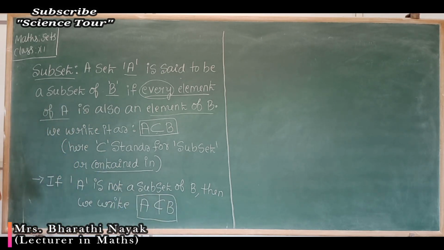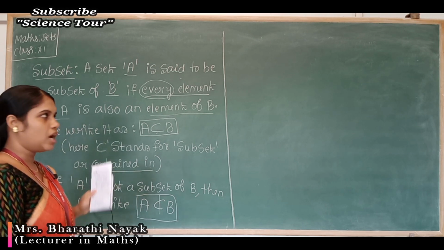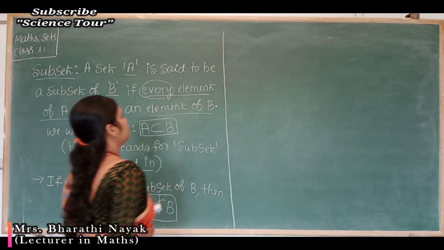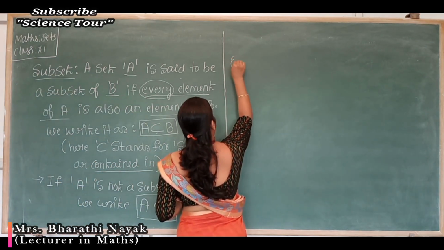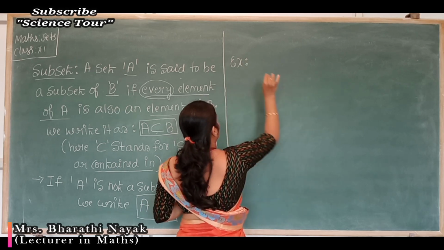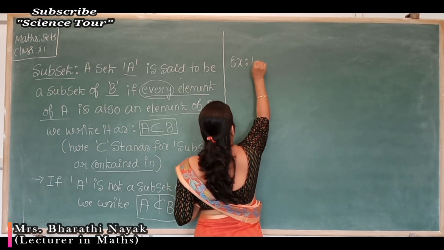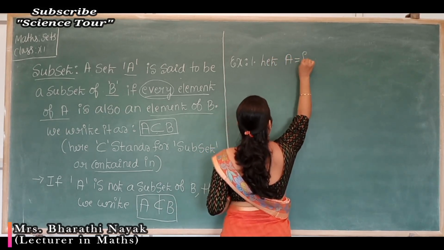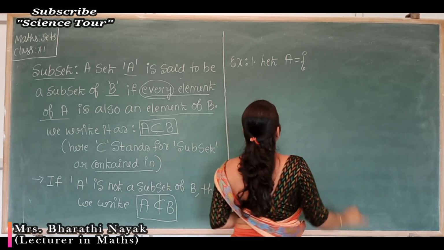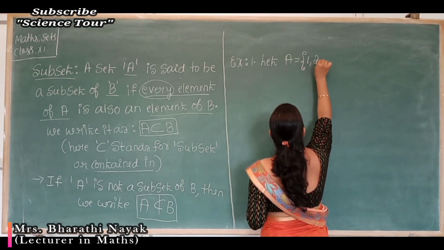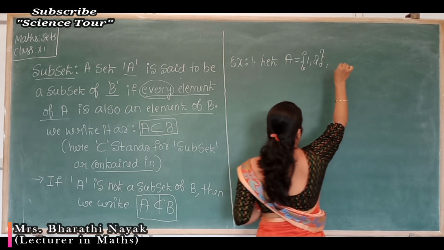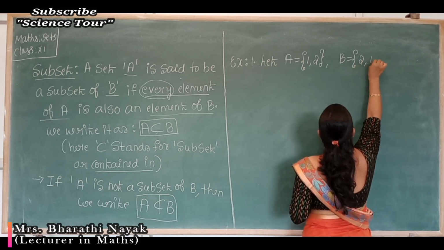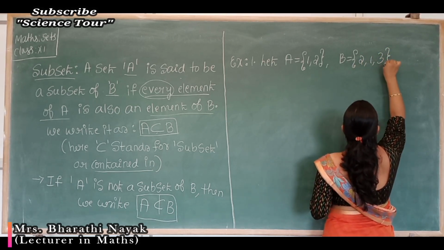Now I will consider a few examples regarding this subset. Example 1: let A be the set containing 1, 2. Again, set B is equal to 2, 1, 3.